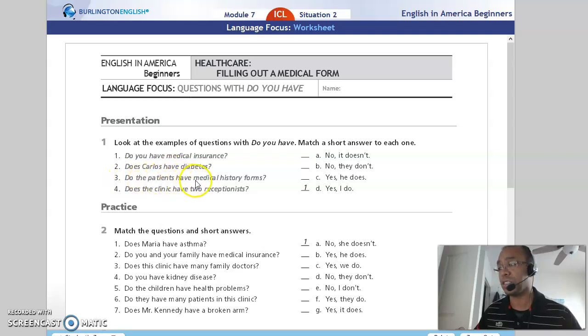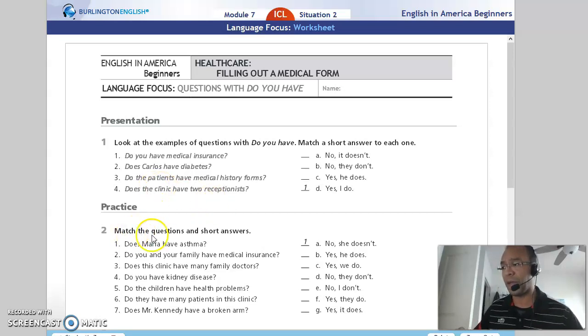Do the patients have medical history forms? The next question is, does the clinic? Remember, clinic is considered an object, a thing, so it falls in the category of it. The clinic is it. So when you use it with the verb to do, the conjugation is does. Does the clinic have two receptionists?